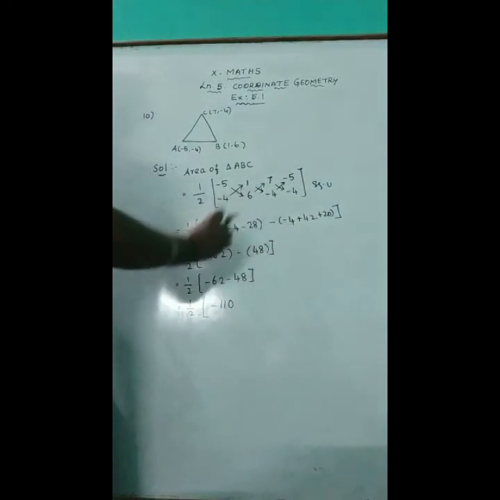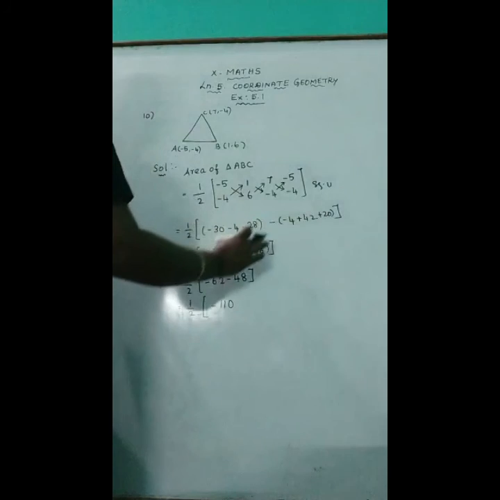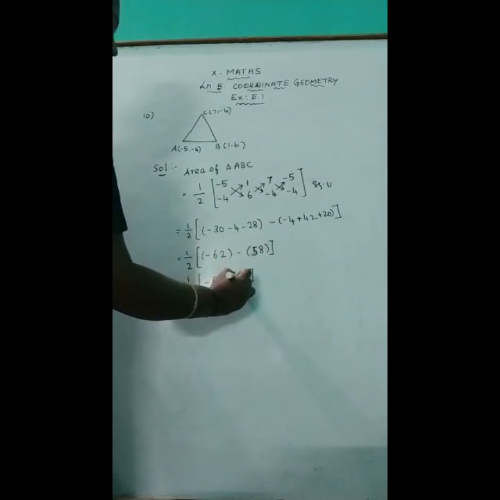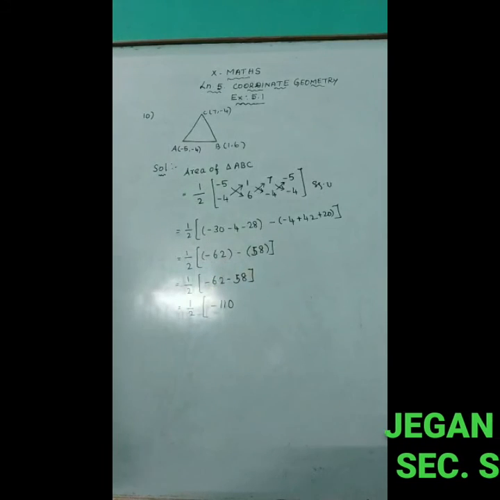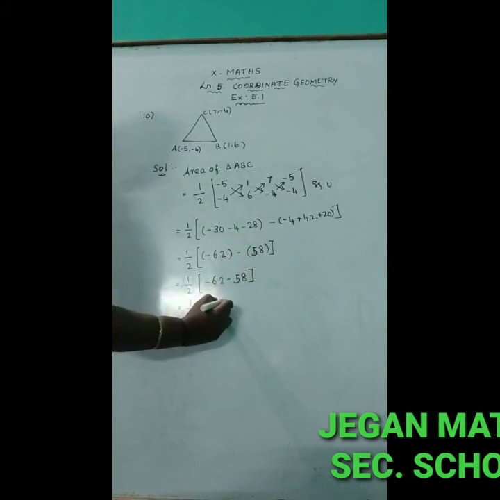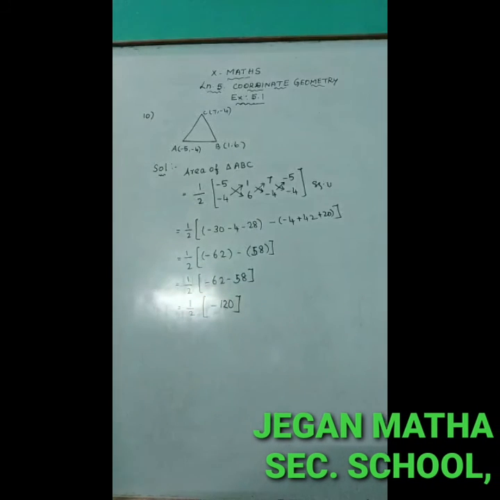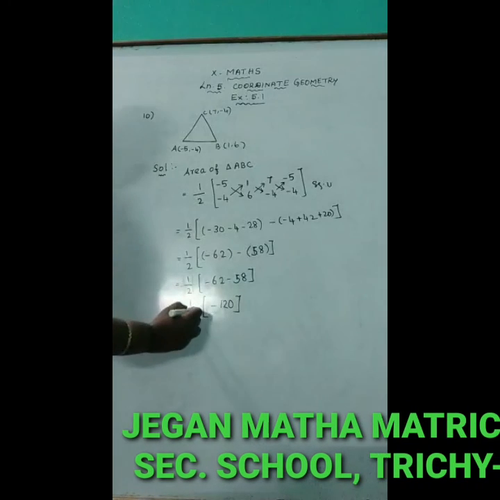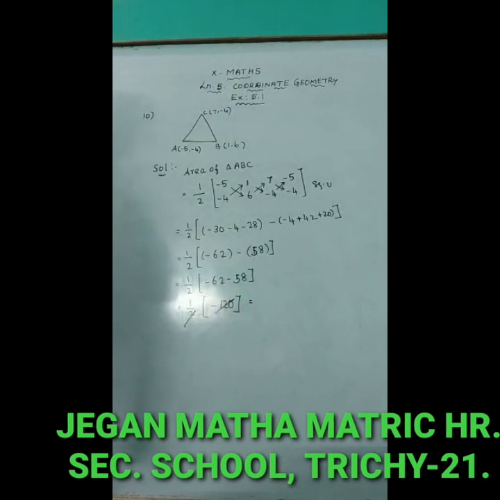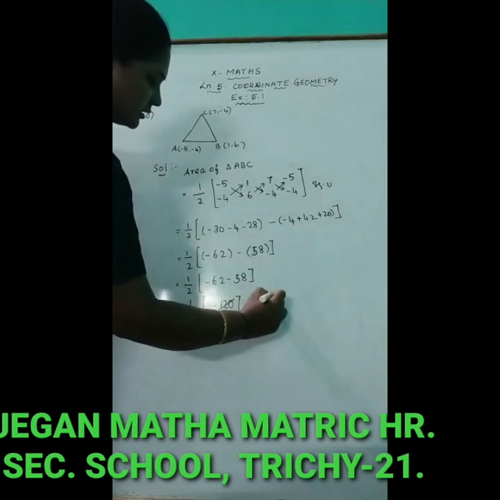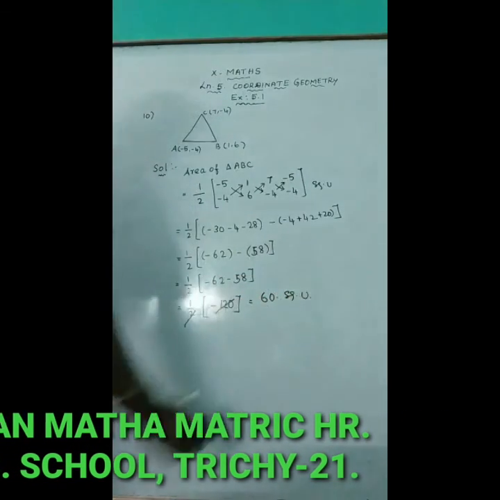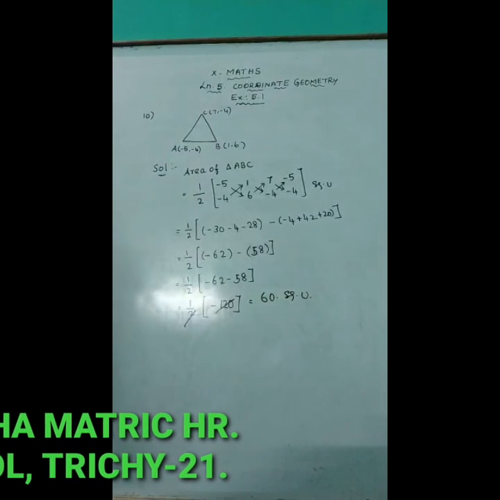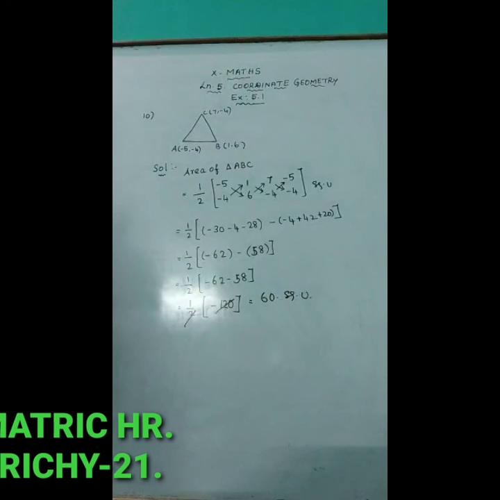42 plus 20, we have 62. 62 minus 4, we have 58. Then minus 62 minus 58, we have minus 120. So 1 by 2 into minus 120. We have to simplify into 2 table. We have 60 square units. So the 10th one solution is the area of the triangle ABC, 60 square units.